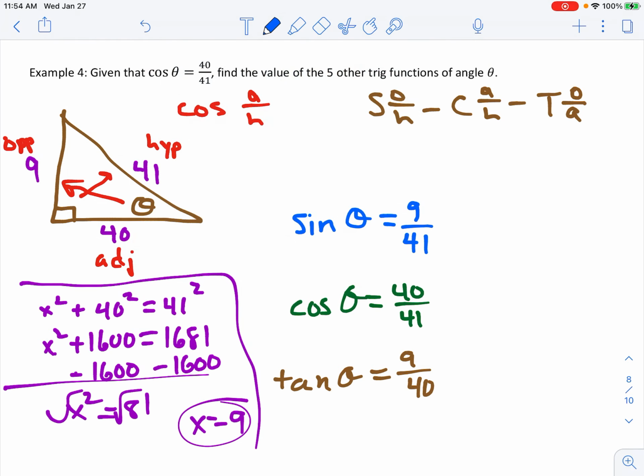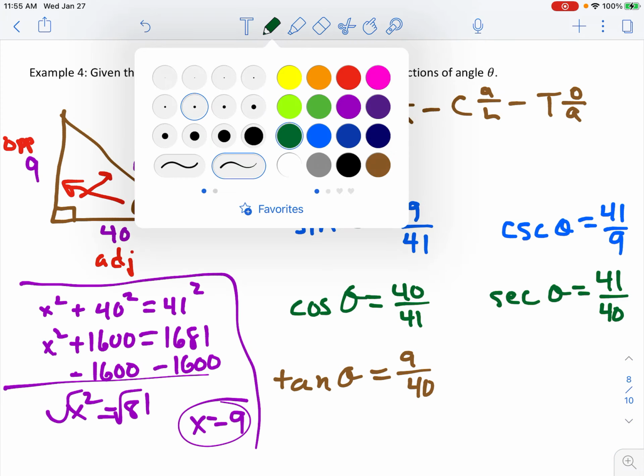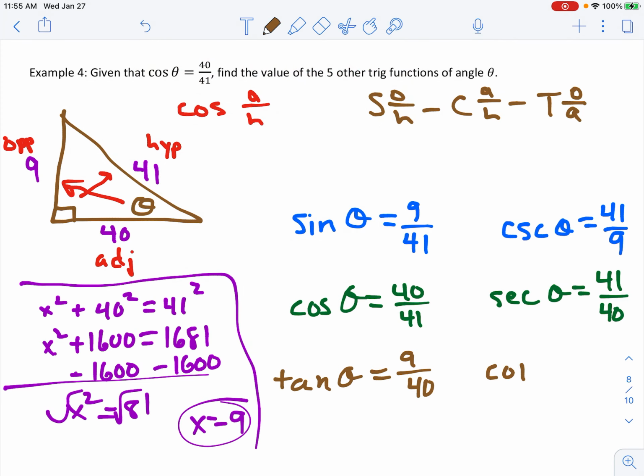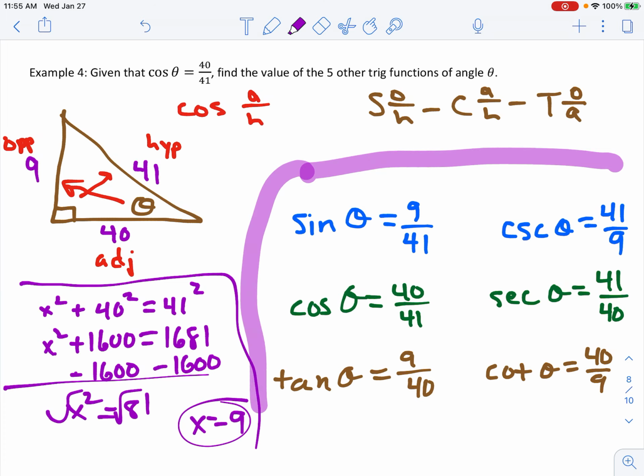And now let's go back and flip them. To find our cosecant of theta, I'm going to flip my fraction, 41 over 9. To find my secant, I'm going to flip cosine, so it's going to be 41 over 40. To find cotangent, I'm going to take tangent and flip it and put 40 over 9. Inside the purple highlighted box to the right are our 6 functions for trig.